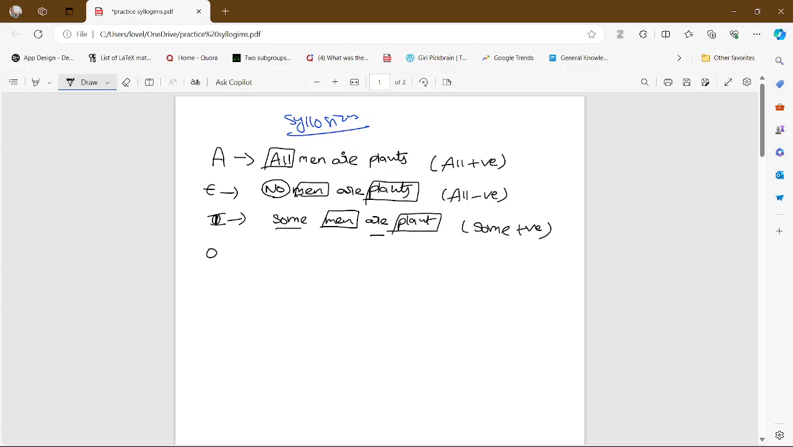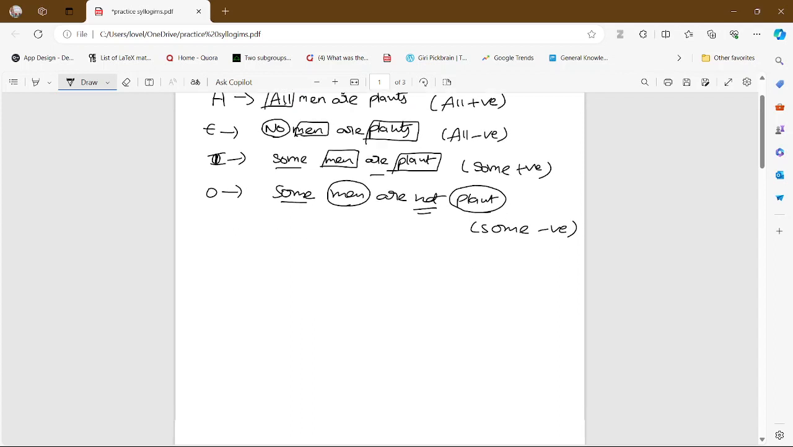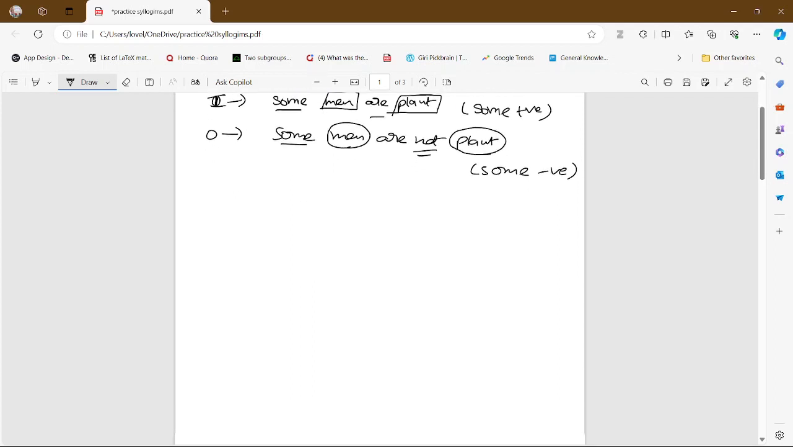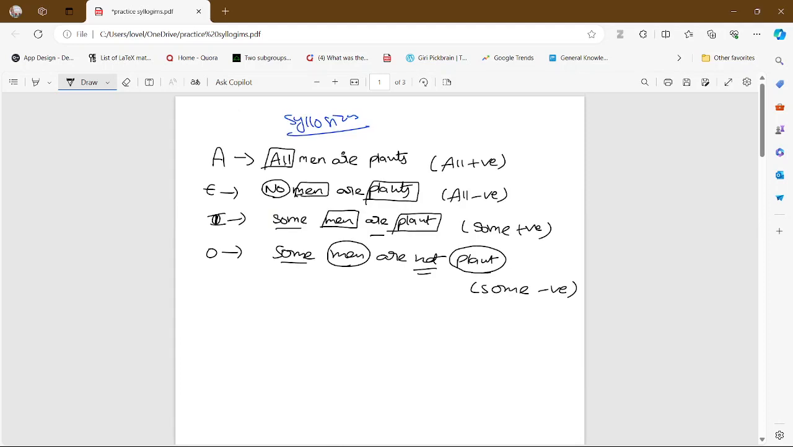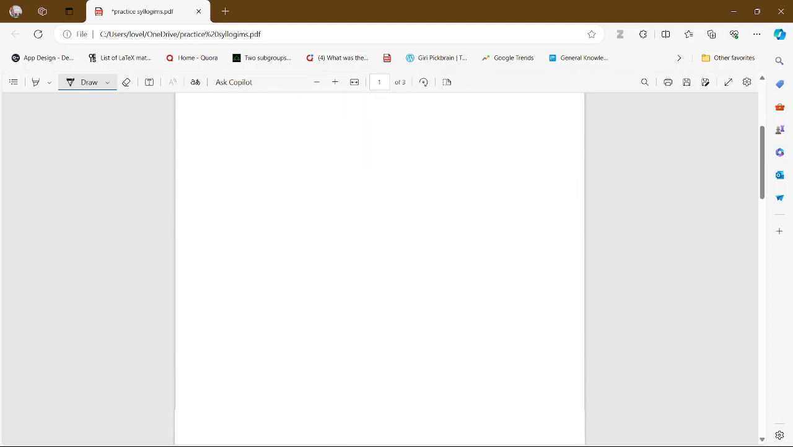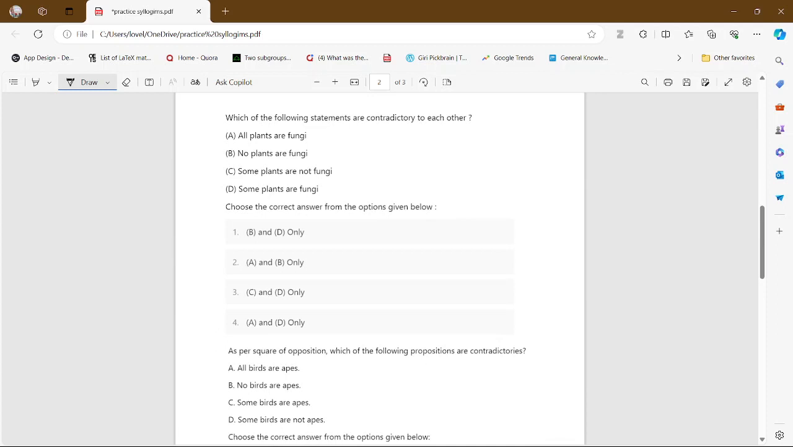And O means "some men are not plants". This is also arbitrary. Here one negative term is there, so I am calling it some negative. Please remember this, as it helps you identify the kinds of statements given in the questions. With this basic understanding, I'll explain the different concepts when we solve the questions.